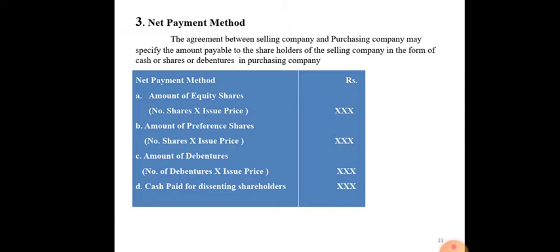Next, cash paid to dissenting shareholders. Whatever cash is given directly, we take it in the outer column. For this net payment method we will take one example.